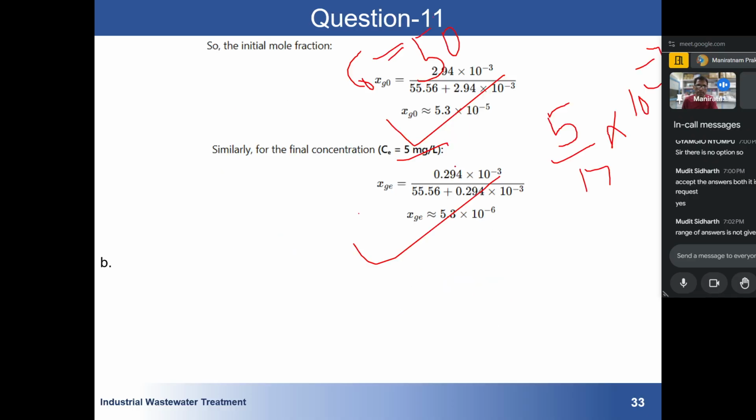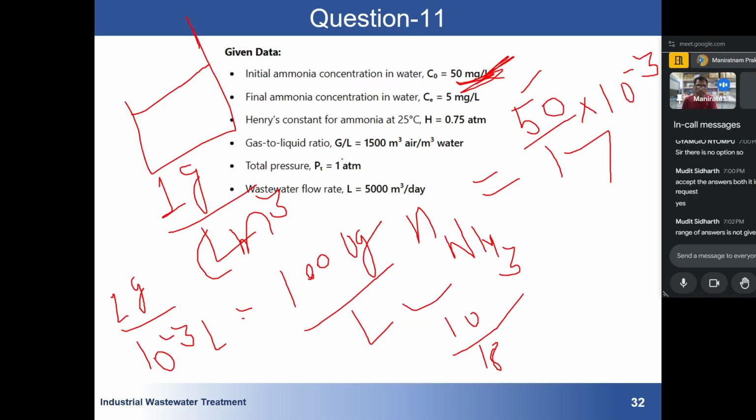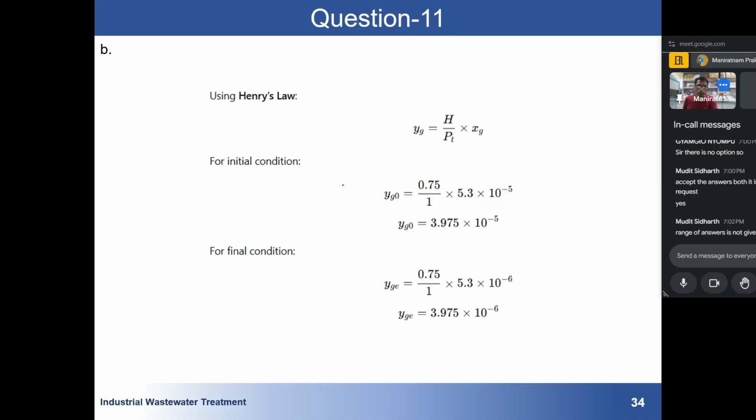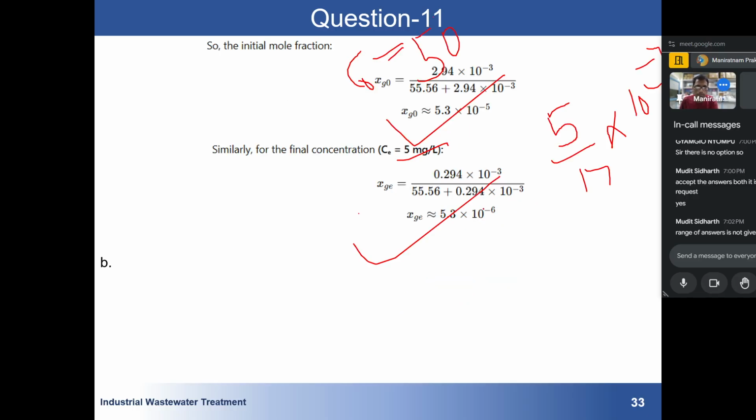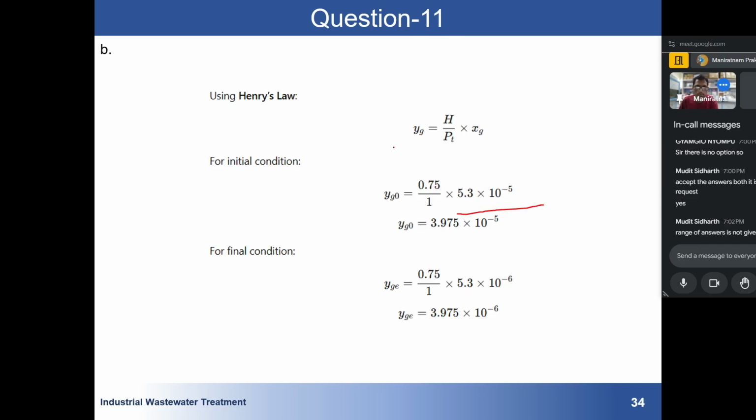Pressure has been given to you in the question. Pressure is given as 1 atm. So we'll be substituting all the values. For the initial condition, the mole fraction is 5.3 into 10 to the power minus 5, and for the final condition it is 5.3 into 10 to the power minus 6.